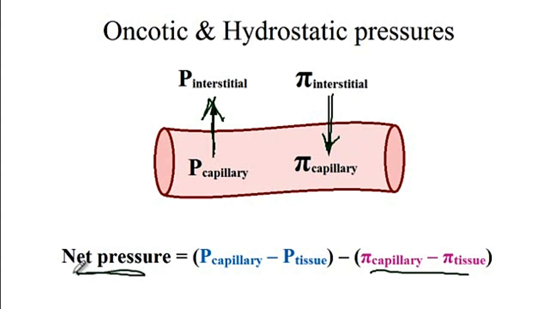Now, to determine the net pressure of a leakage from the capillary into the interstitial space, you will have to subtract the hydrostatic pressure of the tissue or interstitial fluid from the hydrostatic pressure of the capillary, and then minus the oncotic pressure of the capillary minus the oncotic pressure of the tissue. And the higher the net pressure, the more leakage of the fluids from the capillaries into the interstitial space.